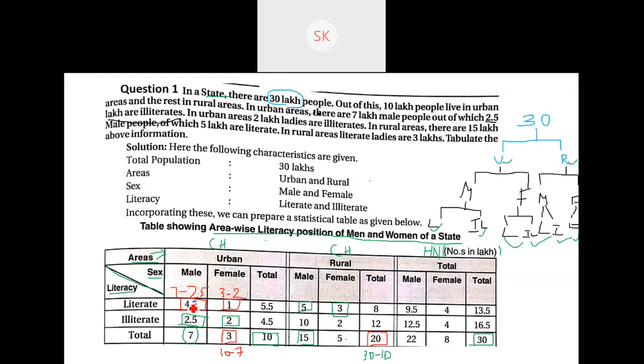So that completes 2 of my columns. Coming to total, 4.5 plus 1 is 5.5. 2.5 plus 2 is 4.5. I'm just adding the numbers here. So this is the first part. Only urban I have completed. Any doubts in the first part of the table? Did you all understand?